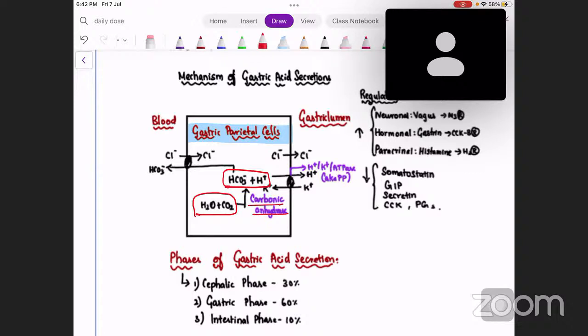This bicarbonate will move out into the blood in exchange for chloride. Similarly, this chloride influx will move on to the gastric lumen. And then this H plus will be exchanged for your dietary potassium, mediated by your H plus K plus ATPase pump, also known as the proton pump.